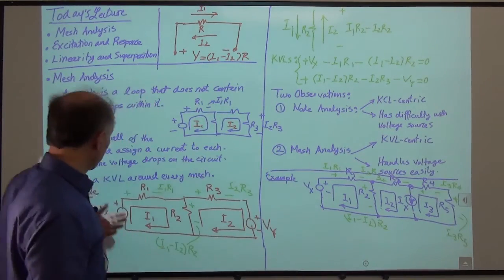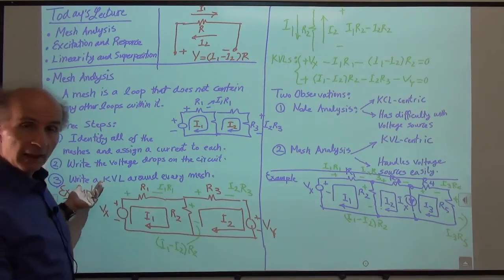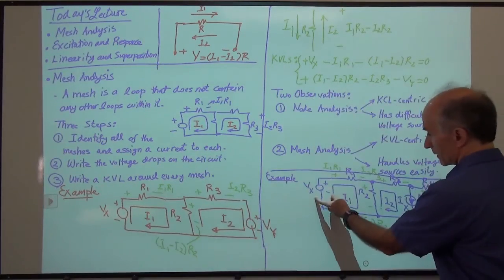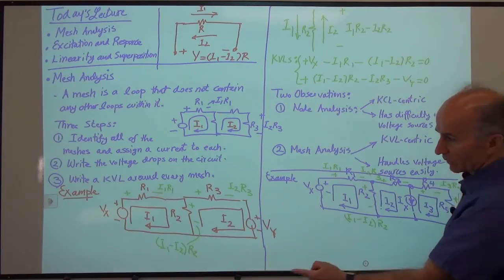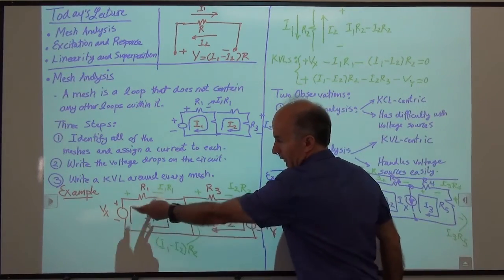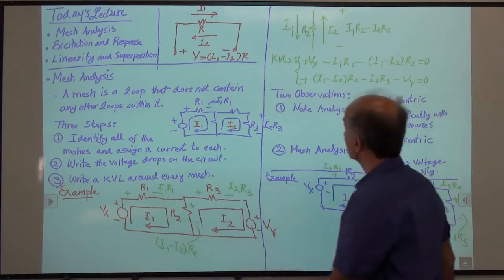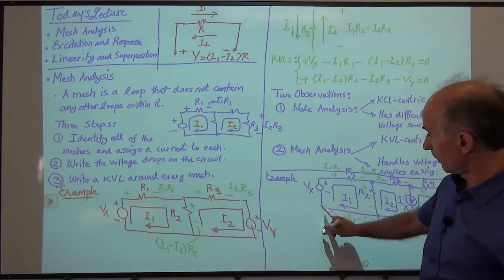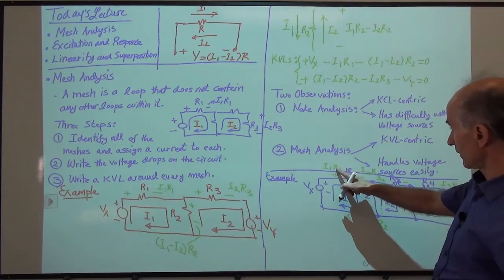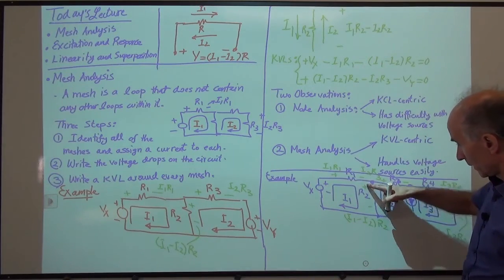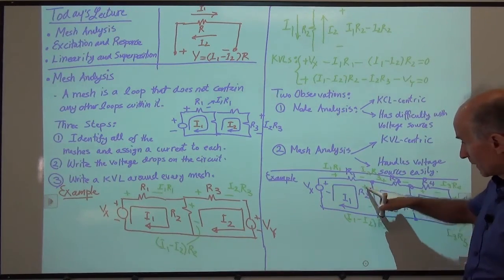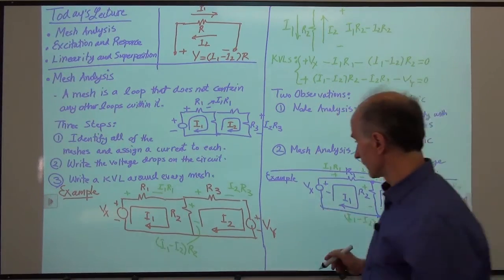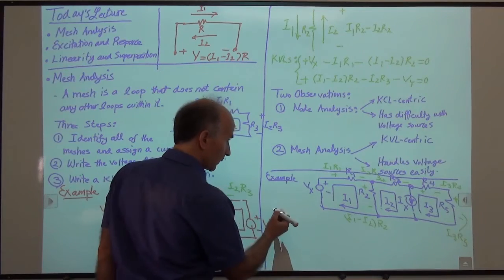Now we go to the third step. The third step says write a KVL around every mesh. All right, so we start from here. This mesh is actually very similar to this mesh, right? Vx, R1, R2. So we had this equation for it anyway, so let's write that out. Plus Vx minus I1 R1, then plus this one, which is minus this voltage drop, brings us back to the same point. So our KVLs will be as follows.